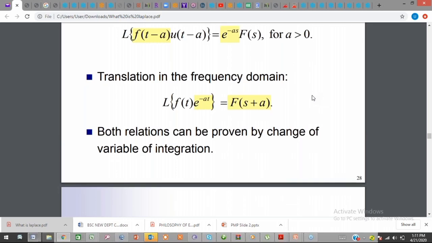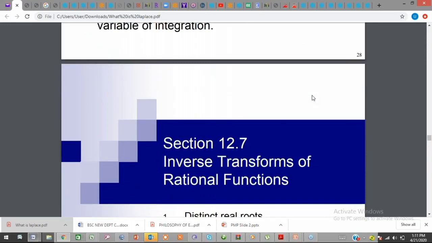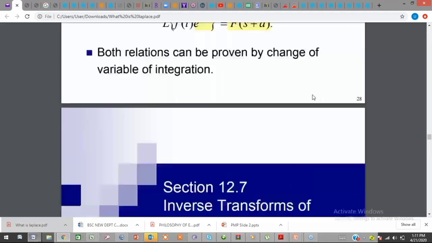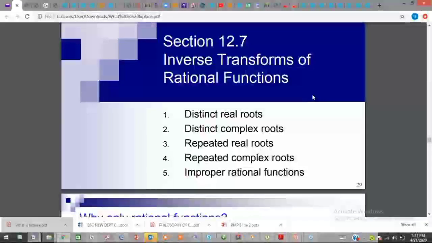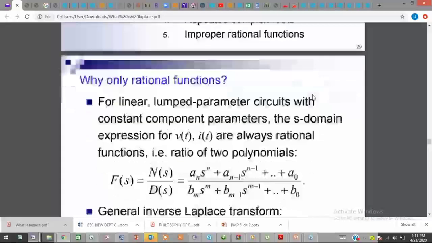Now, let us look at another one, which we call the rational function. For a linear lumped parameter circuit with constant component parameters, the s domain expressions for v of t and i of t are always rational functions. That is, a ratio of two polynomials. Please take note of that. Ratio of two polynomials. And now if you look at my page 30, I asked the question, why only rational function?